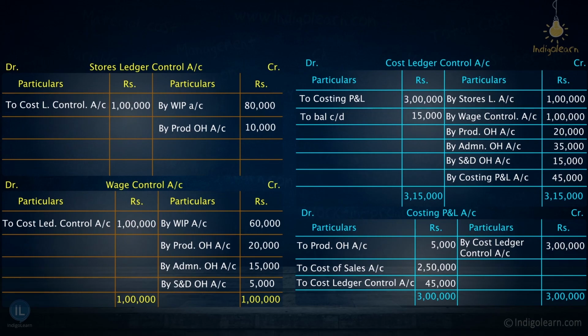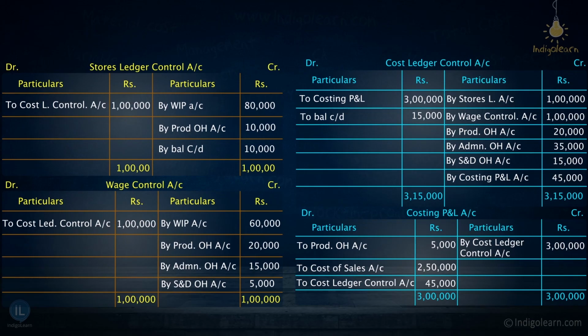The stores ledger control account. In the stores ledger control account on the debit side we have 1 lakh, and out of this 1 lakh on the credit side 80,000 was issued to production, so WIP control account. 10,000 was issued towards indirect material, production related, so we still have a balance of how much? 10,000 rupees. This 10,000 is going to be the value of closing raw material, the value of closing inventory. This will also get carried forward to the next period. So we will have a closing balance of 10,000 rupees.